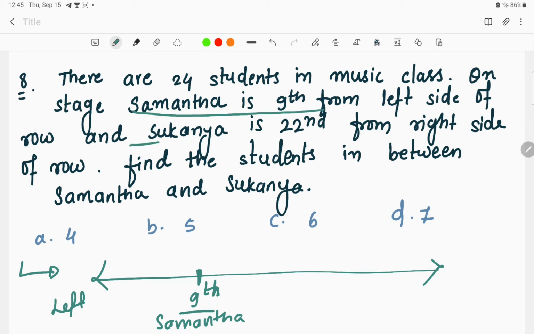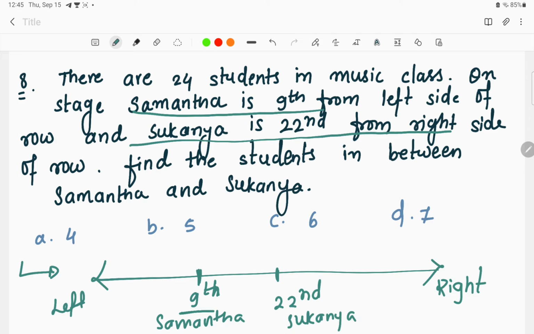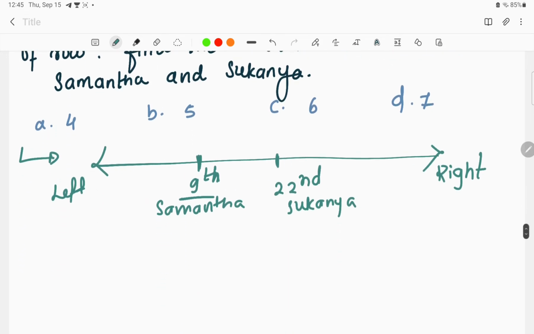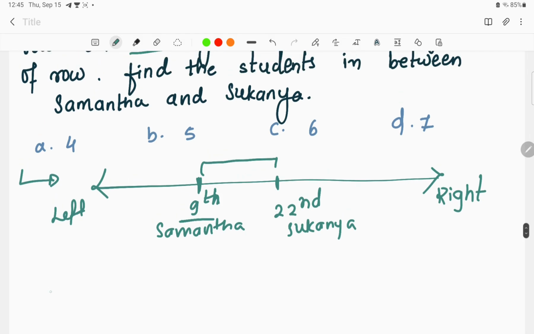Next, Sukanya is at the 22nd from the right. This is the right position, and from right Sukanya is, for example, at the 22nd position. This is the 22nd position, and here Sukanya is placed. Now we have to find the total number of students in between Sukanya and Samantha. For this, we will add the positions of Samantha and Sukanya directly, and we will get 9 plus 22, that is 31.